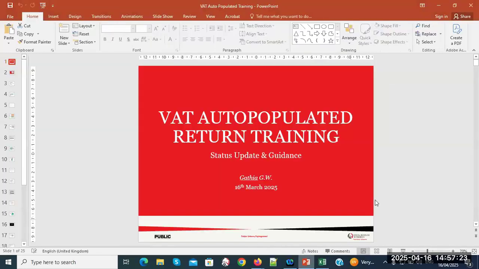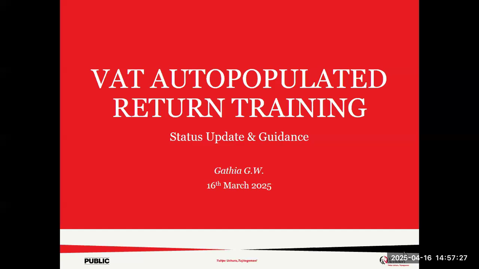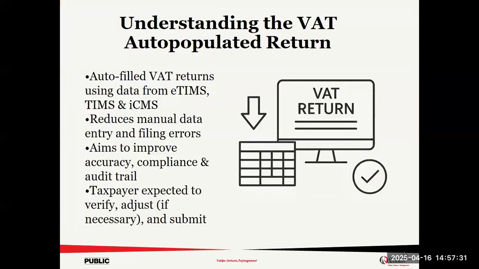So with that said, I can see I'm taking too much time. Sorry about that. Allow me just to take you through what we've done. Now, let's do a quick understanding of the VAT auto-populated return. One, you will have data autofill from eTIMS. You will have data autofill from eTIMS and ICMS. For ICMS, specifically imports, we are working on the same; we are finalizing the integration for export. So that one is not yet ready.